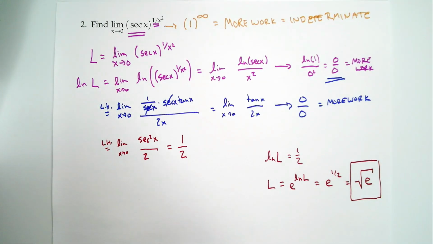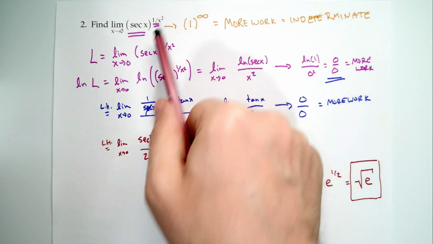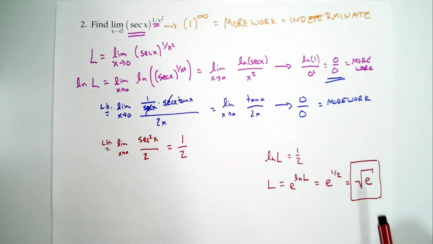Now, that's probably something you wouldn't have guessed, right? If you see secant of x to the 1 over x squared, you're not thinking, hey, square root of e. Exactly, right? No. You wouldn't guess it. But you see, we don't have to guess. We can work out the answer. That's even better than guessing, because then we know for sure. All right.